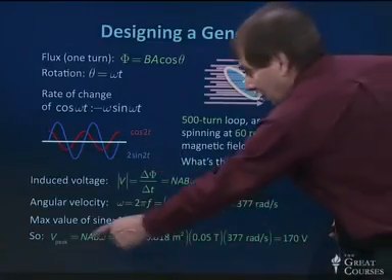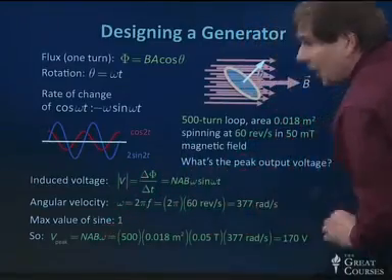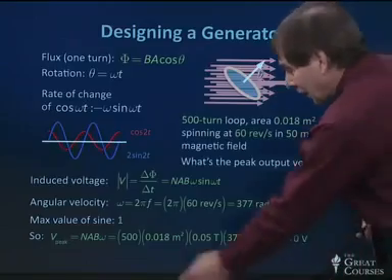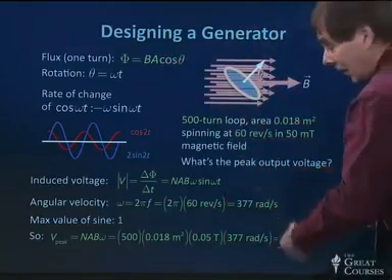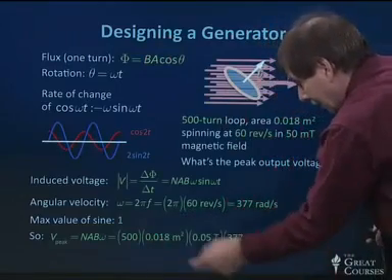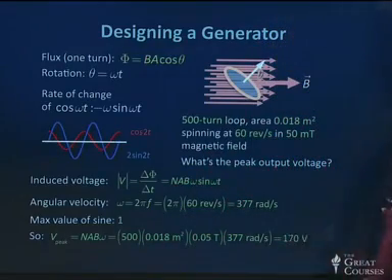So if I work out the peak value, I can take all my numbers, put them together, change the sine into 1 because I want the peak value, and I've got my 500 turns. Each turn gets this much flux. I got 500 of them. There's the area, there's the magnetic field, and there's the 377 radians per second, and that comes out to be 170 volts.